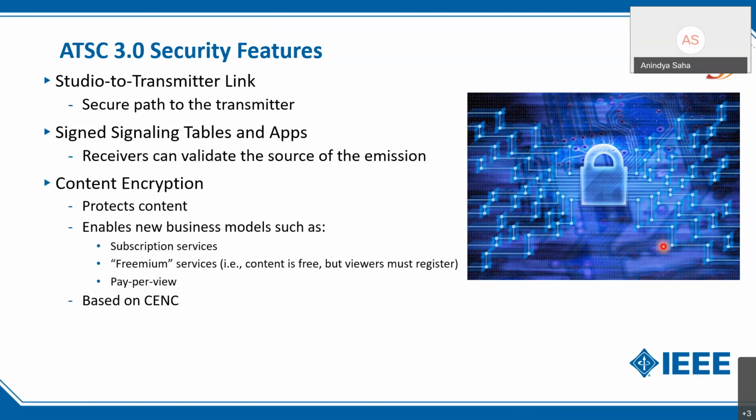Content encryption is extremely important and a very basic feature that is required for any broadcasting, so ATSC 3 supports that. It enables end-to-end protection of the content. It's also important especially when you're enabling services like subscription services, where the content is free but you still need the viewer to be registered, pretty much like the webinar that is happening now. There needs to be some kind of encryption, and this enables things like pay-per-view. So security features are also built in.